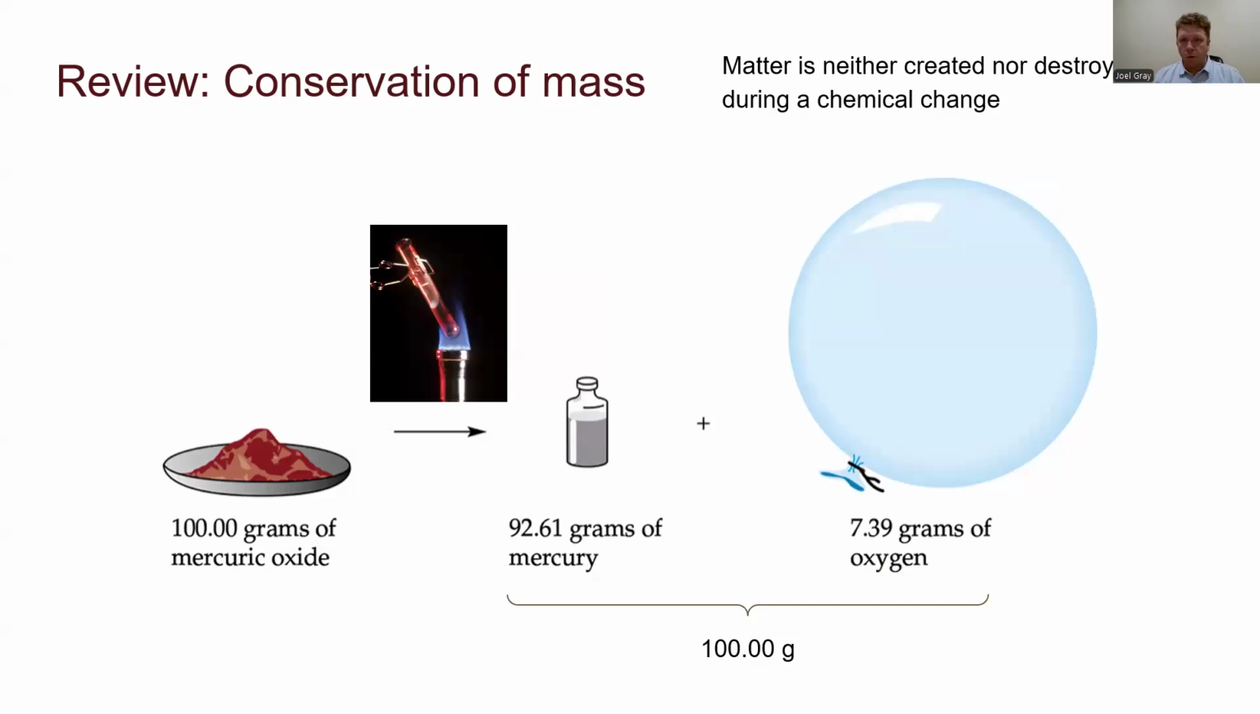Now, whenever we have a reaction, sometimes we're going to produce a gas. Here, mercuric oxide is burned, so it's put over a Bunsen burner, an open flame, and we break that down into 92.61 grams of mercury and 7.39 grams of oxygen. The total resulting mass was equal to the total mass that we started with. Now, if you were doing it like this, you're not capturing that gas, but does that mean the gas is not produced? No, it just means that gas is released into the environment.